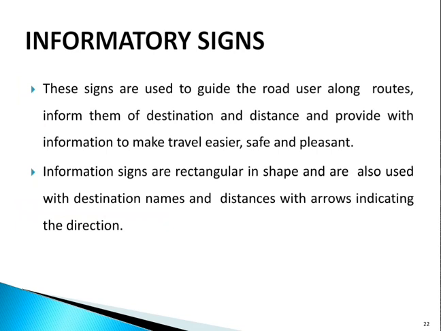Let us now move on towards our last sign, which is informatory signs. These signs are used to guide the road user along routes, inform them of destination and distance, and provide them with information to make travel easier, safe, and pleasant. Information signs are rectangular in shape and are also used with destination names and distances with arrows indicating the direction.